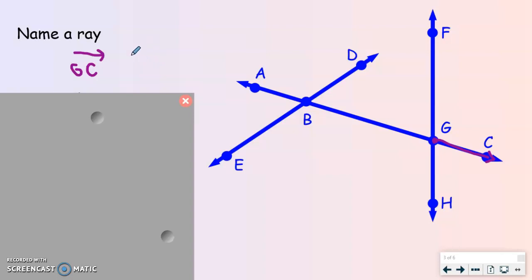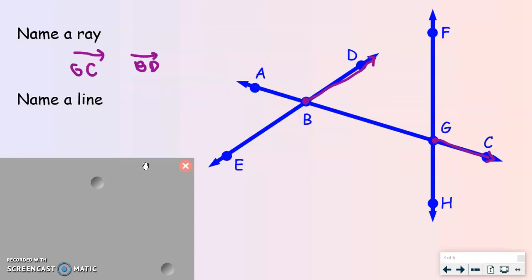All right, and then just before I move on, I'm going to name one more. Let's see if I pick the one that you picked. Let's go over here. So here's my endpoint B, and it goes all the way over to point D. So this would be ray BD. All right. Now let's see if we can find a line.